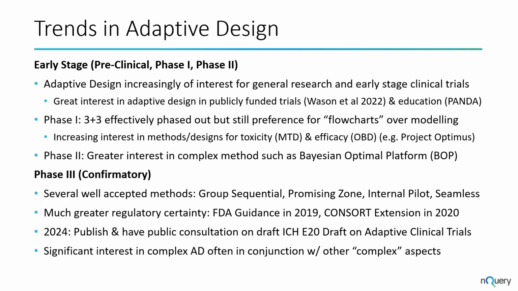And as I said, a lot of developments here in recent years, the FDA guidance of 2019, the CONSORT extension in the subsequent years, but there is one big thing that will happen in 2024. So you will have the ICH, which is the entity which harmonizes regulations across all of the regulatory agencies, hoping on its current work plan to publish the publicly available draft of the Adaptive Clinical Trials Guidance, ICH E20, later in 2024.